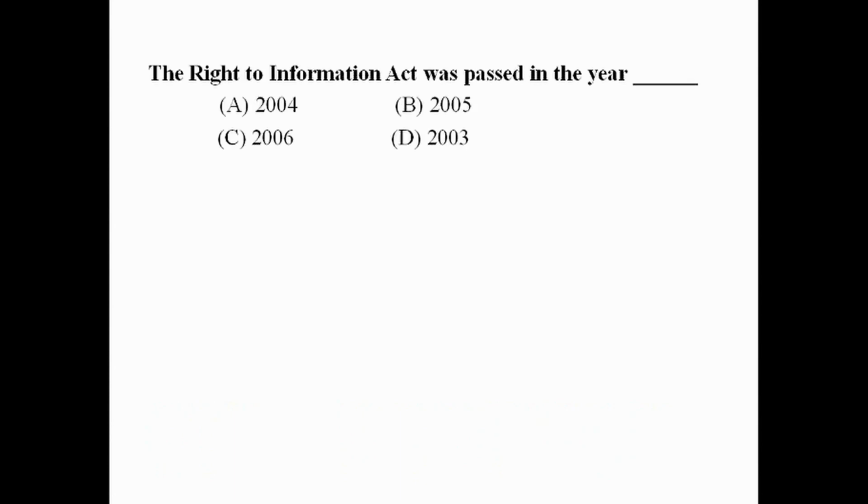Next question. The Right to Information Act was passed in the year: option A 2004, option B 2005, option C 2006 and option D 2003.